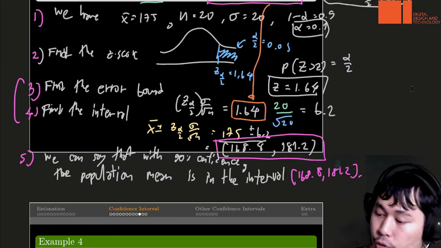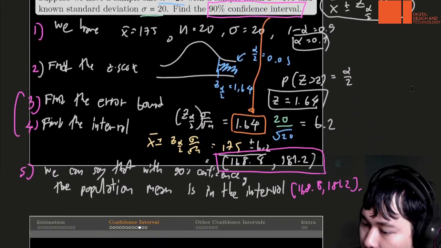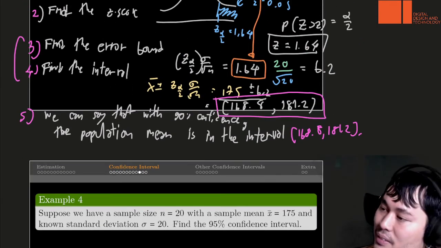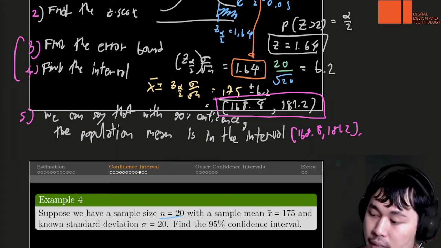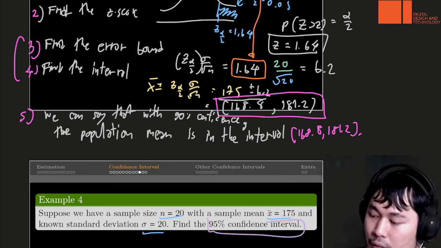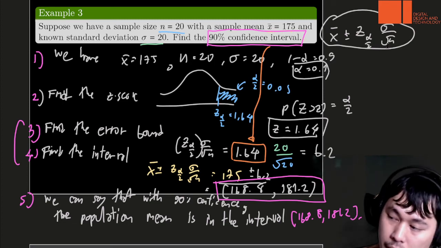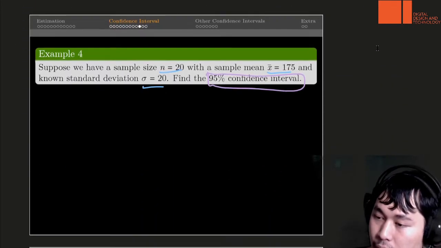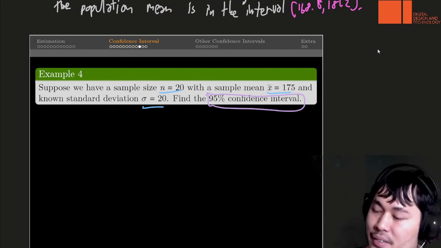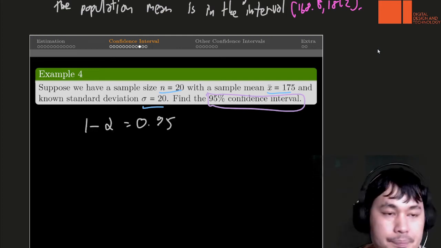So that's example 3. Let's finish the rest, because they have the same setup: the same sample size, the same sample mean, the same standard deviation. The only difference is the size of the confidence interval. In example 3, we have a 90% confidence interval. In example 4, we have a 95% confidence interval. So everything will be the same, except that 1 minus alpha is 0.95.